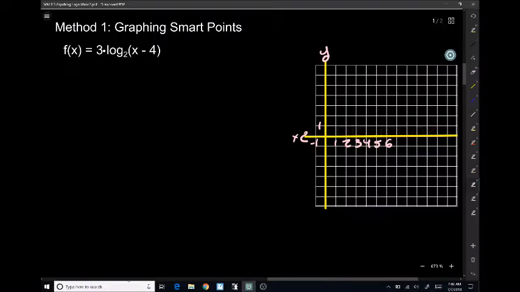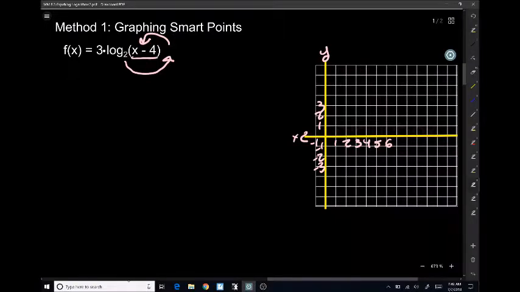I'm going to look at the function 3 times log base 2 of x minus 4 and think, I know that I want to end up doing 2 to some power equals the thing in here. All right, that's going to be the critical step to all of this.